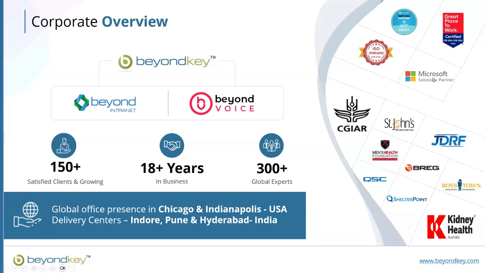As you can see, we are a Microsoft Solutions partner here on the right-hand side. We also have Beyond Voice, which helps with voice and vision solutions for things like AI, machine learning, NLP, and other tools like that, which definitely cover a lot of what we do with Copilot. In addition, we work with over 150 satisfied clients and growing, and we've been in business for over 18 years. We have over 300 global experts in our organization, including a global office presence in Chicago and Indianapolis, along with delivery centers in Indore, Pune, and Hyderabad in India, as well as other people in Japan, Canada, and other places.